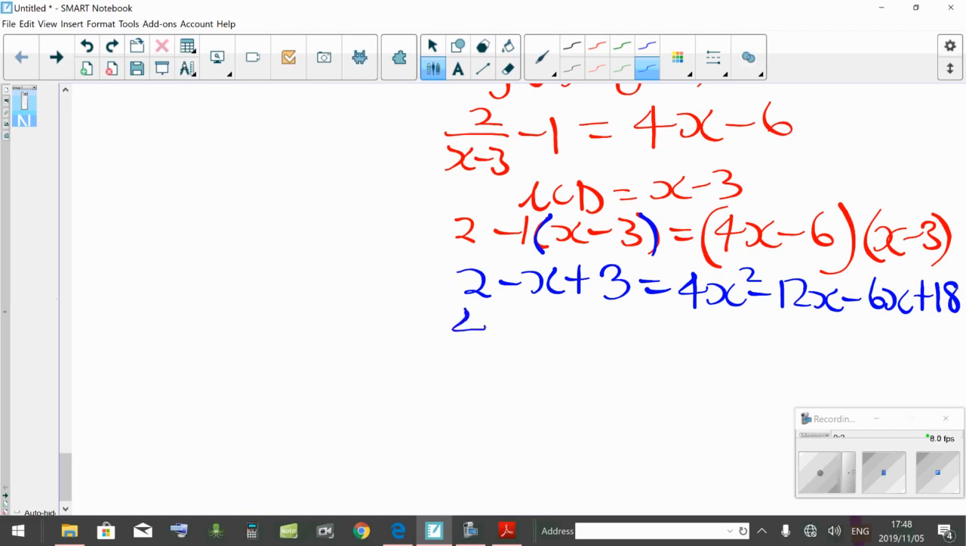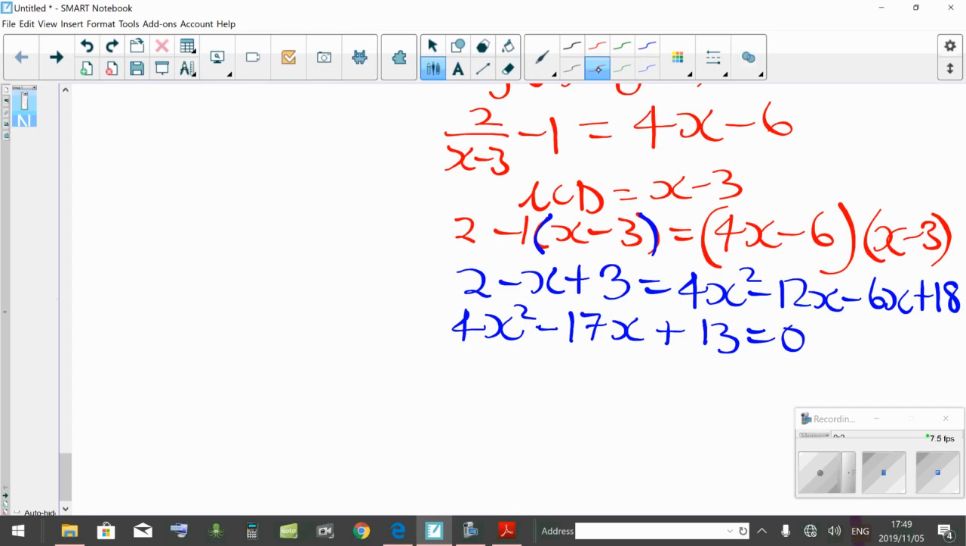Our final equation will be 4x squared minus 17x plus 13 is equal to 0. Let me go back to my favorite color.